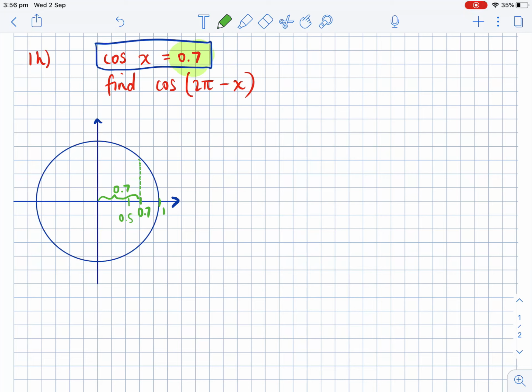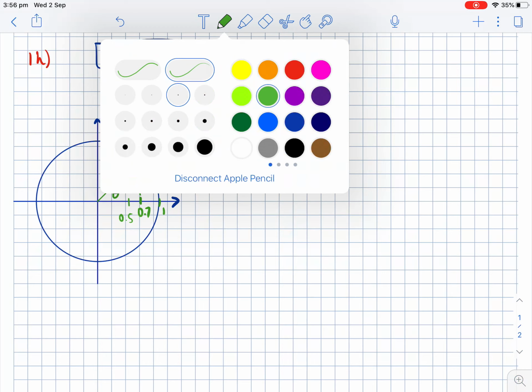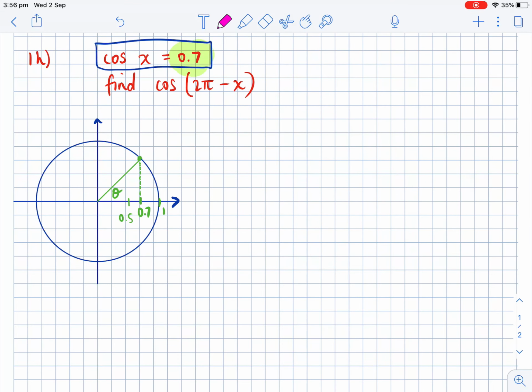Okay, so the horizontal distance for my angle has to be 0.7. If I go up to where I hit the unit circle, I'm just going to rub that out because it's in a really bad spot. Here's my angle, theta, where the cos value, or the horizontal length, equals 0.7. I'll rub out some of these extra values because they're just in the way.